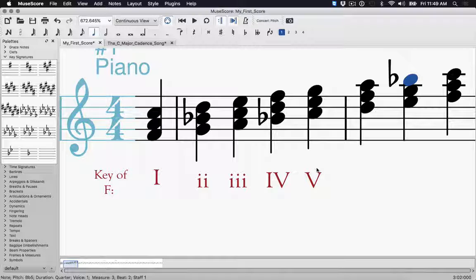Now that we know how Roman numerals work, let's jump over to our C major cadence song and do a true technical analysis of it using Roman numerals. Cool? This is going to be our first real analysis. This is like what my students would hand in as their first big analysis. So let's try it.